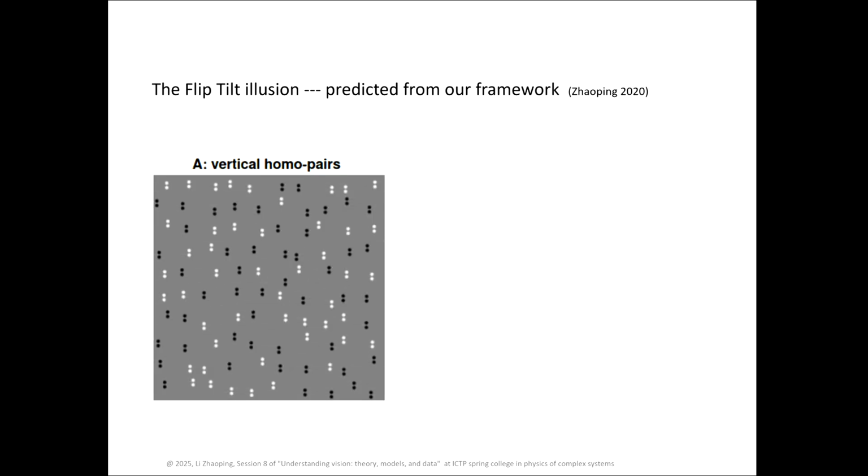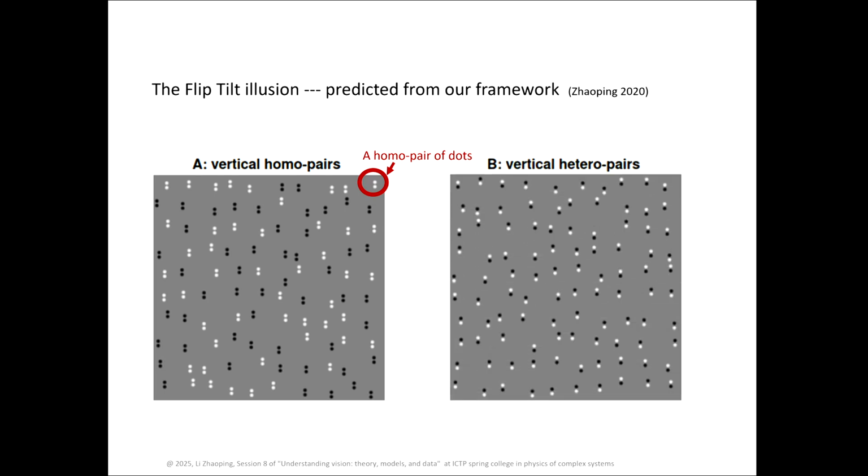In this image, you see many vertical segments. Each is made from a pair of dots of the same color, black or white, and let's call them homopairs of dots. There's no illusion here. Here is another image of vertical segments. Each segment is a dot pair made of one black dot and one white dot. Let's call them heteropairs of dots. We predict that if you fixate your gaze to the center of the left image so that the right image is in your peripheral vision, then you should have an illusion of the segments in the right image that they are tilted horizontally.